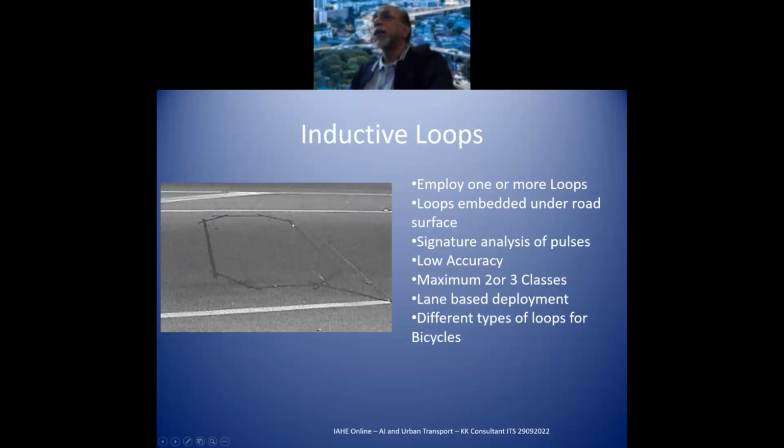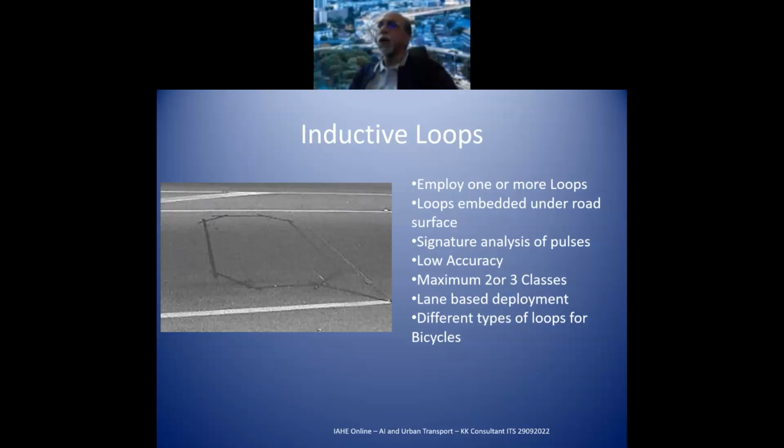These are inductive loops. This is a technology which reigned in the area of traffic detection for many, many years. What is done is, at a depth of 1 or 2 inches below the road, you have a coil of copper wire. The two ends of the copper coil come to one end, and a small potential difference, a voltage, is passed through this coil.